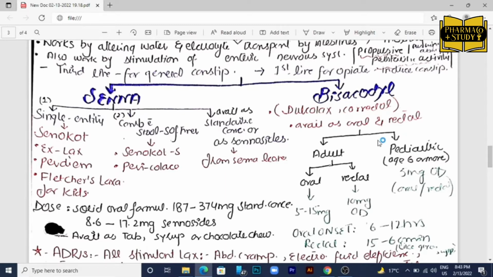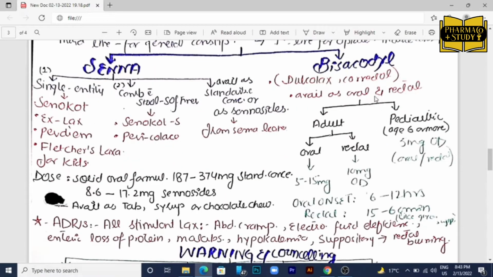The adult dose differs, since it is available both orally and rectally. The oral dose is 5 to 15 milligrams, while the rectal dose is 10 milligrams once daily. For pediatrics aged 6 or more, the dose is 5 milligrams once daily, whether given orally or rectally. The point to remember is that most laxatives are for children more than 6 years of age.